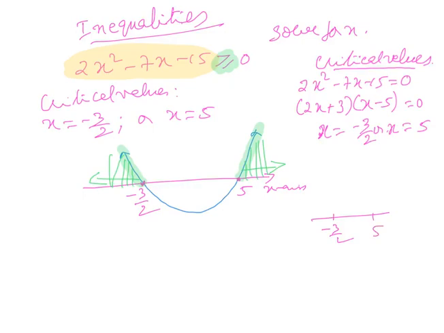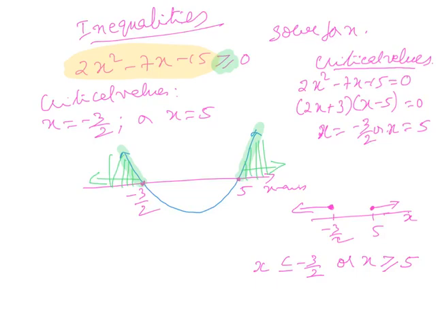So this is my left hand side of negative 3 over 2, and this is my right hand side of 5. Either you can leave your answer in this format and conclude, or you can conclude algebraically: x is less than or equal to negative 3 over 2, or x is greater than or equal to 5. I put equal to because it's a part of the equality. So that is my answer for this particular inequality.